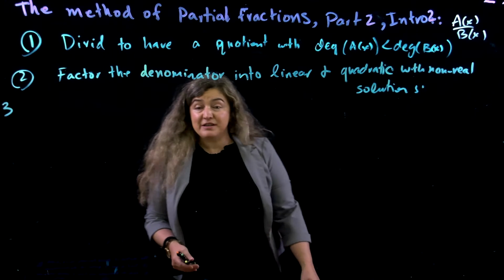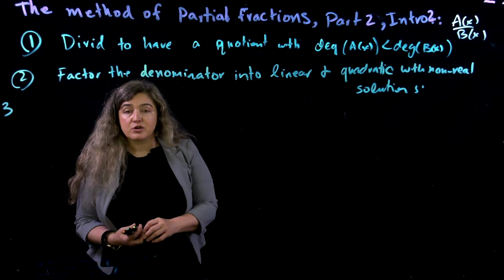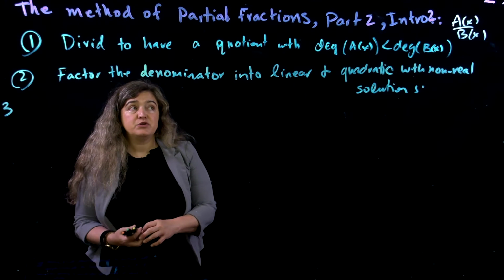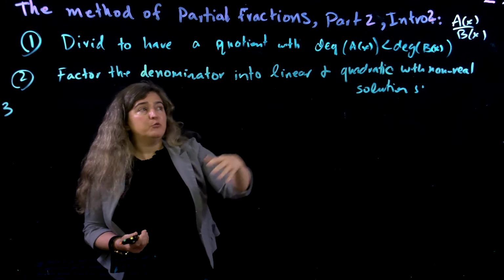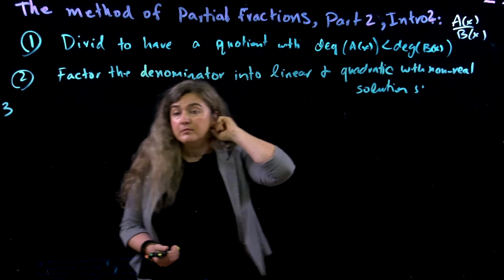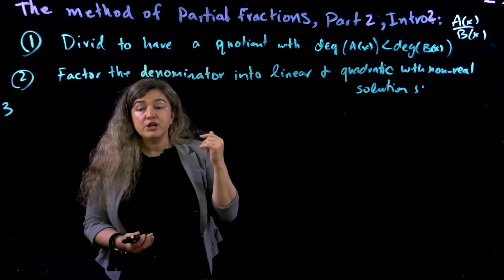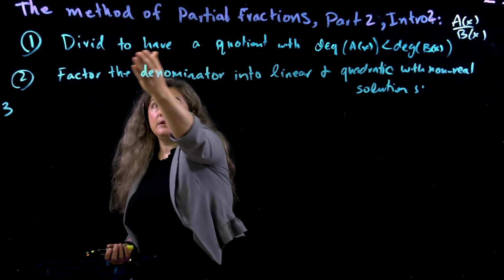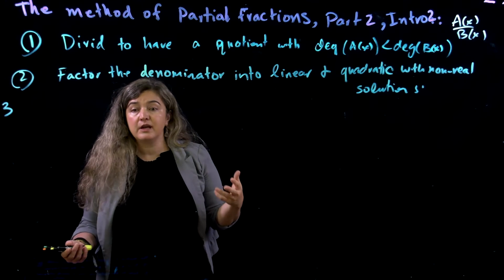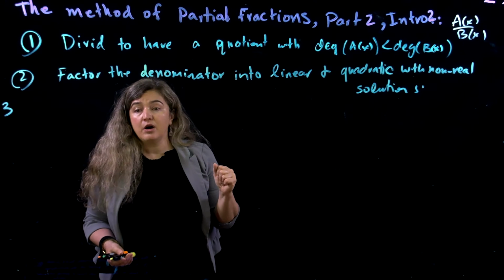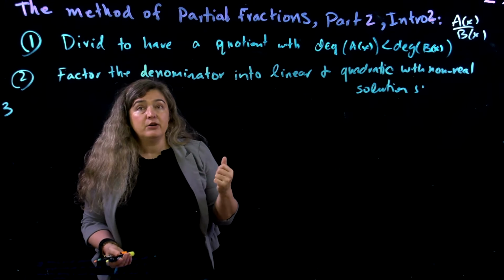Okay, so we're continuing with methods of partial fractions, and this is part two, introduction part two. Again, we're starting with a quotient, and in the first step we make sure to divide it to get the degree of the numerator less than the degree of the denominator.